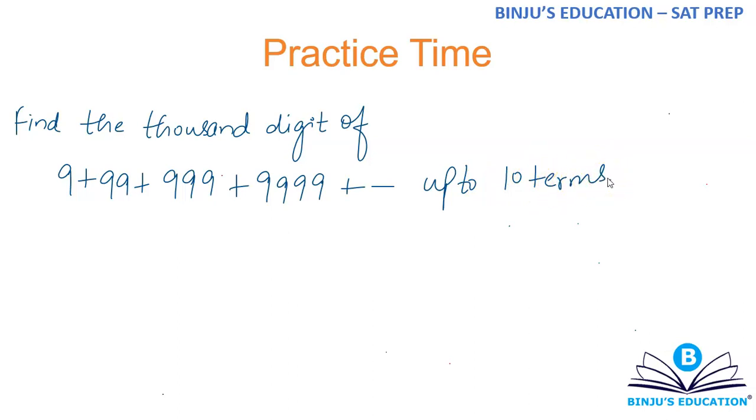You need to find the thousands digit of 9 plus 99 plus 999 plus 9999 up to 10 terms. Basically the last term will be 9 written 10 times. So you need to add all these terms and tell me the thousands digit of that sum. Pause the video, try this question yourself. This is typically an easy question in comparison to what we have been doing in the past two videos.